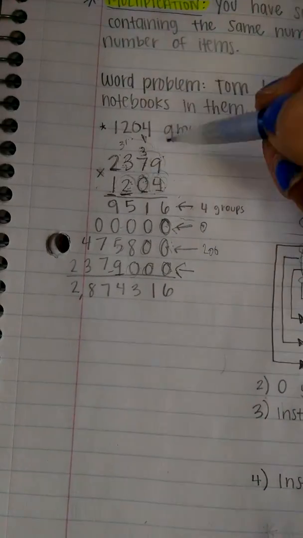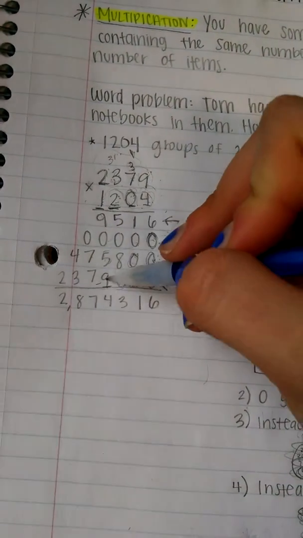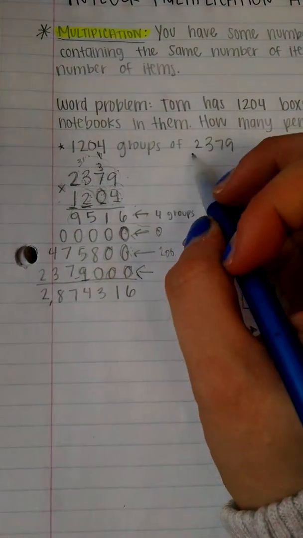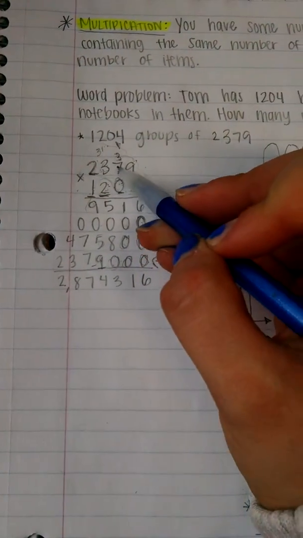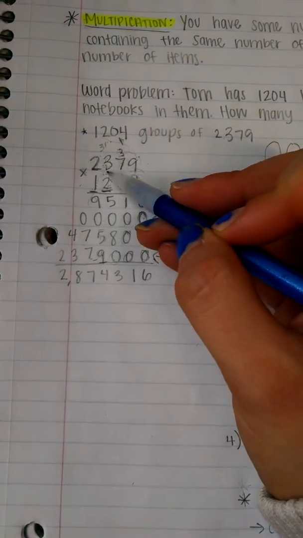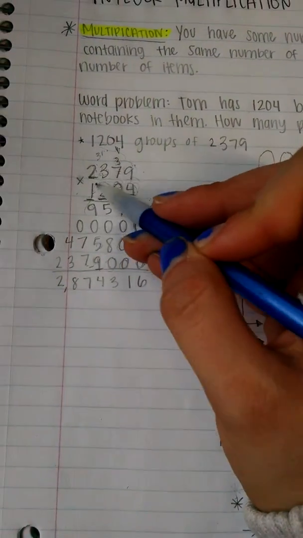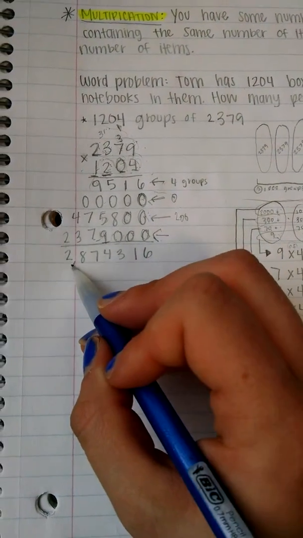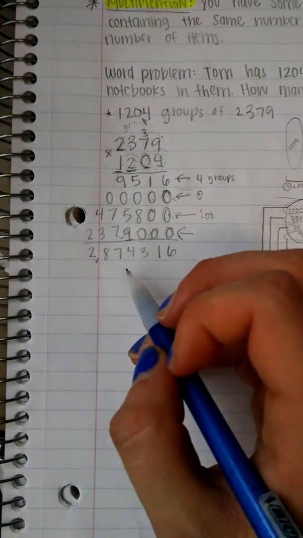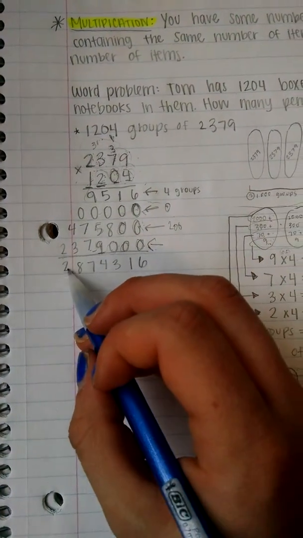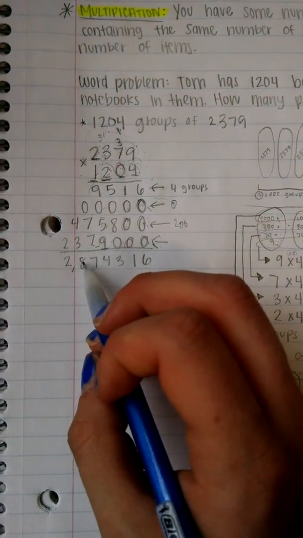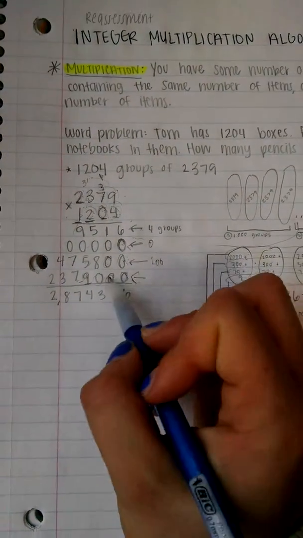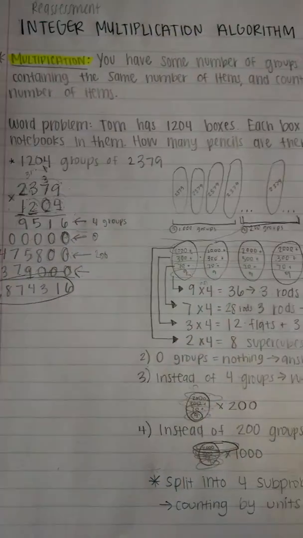So 9 times 1, or 1,000, is 9, because we have 1,204 groups of 2,379. 7 times 1 is 7, once again. 3 times 1 is 3. 2 times 1 is 2. If you add this all together, you have 8,074,316. It gives you your final answer.